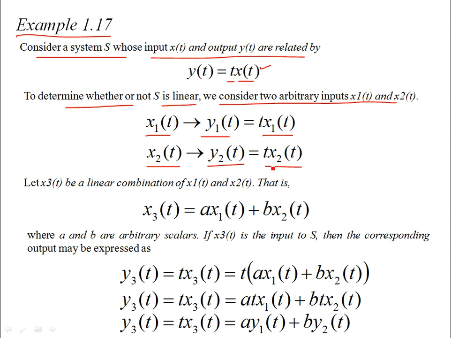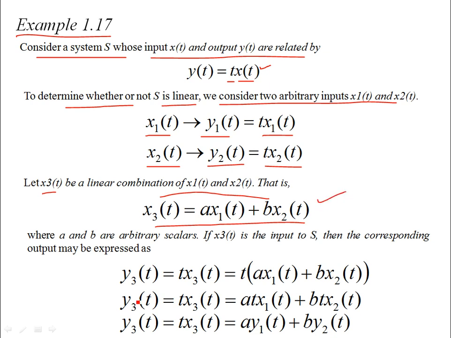Similarly, y2 is due to x2. Then let's make x3 the linear combination of x1 and x2. That is, you make this x3 a linear combination of x1 and x2, but this linear combination involves the weightings or scalings of x1 and x2 by a and b respectively. Okay, so this is my x3.